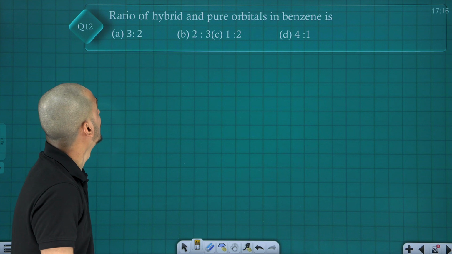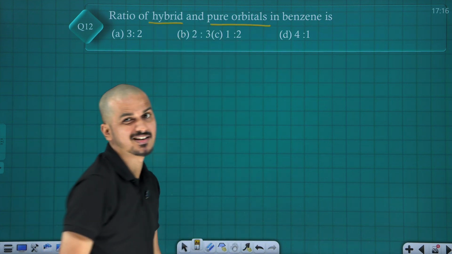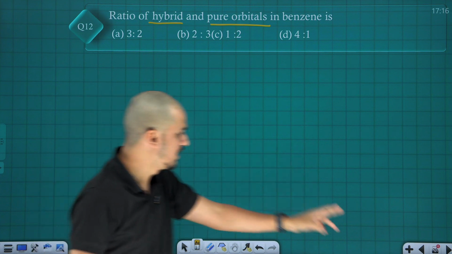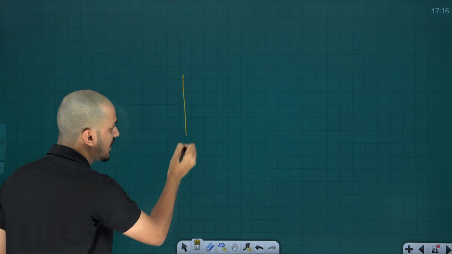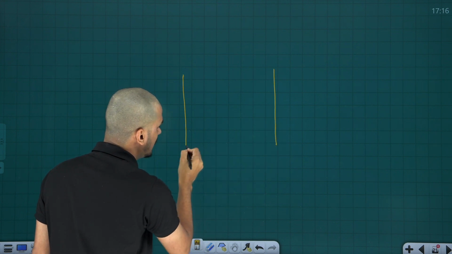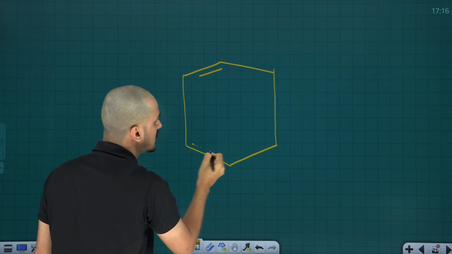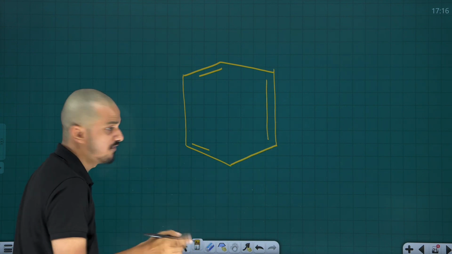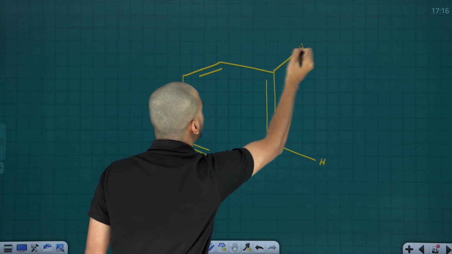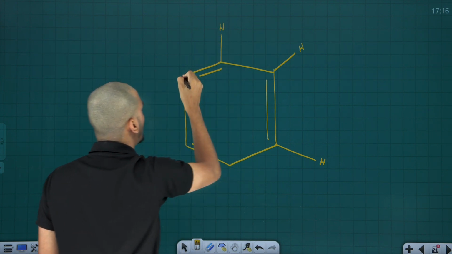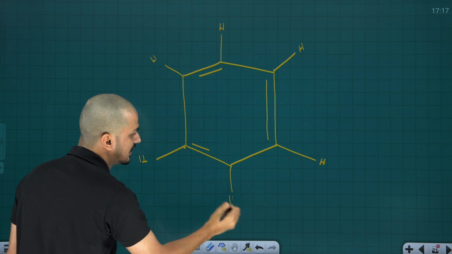What's the question here? Ratio of hybrid and pure orbitals in benzene. To tell about this one, we must know the structure of benzene. Listen to me very carefully. This is the structure of benzene. Here everywhere, along with the carbon, hydrogen is there. Here also hydrogen is there, here also hydrogen is there, here also hydrogen is there.